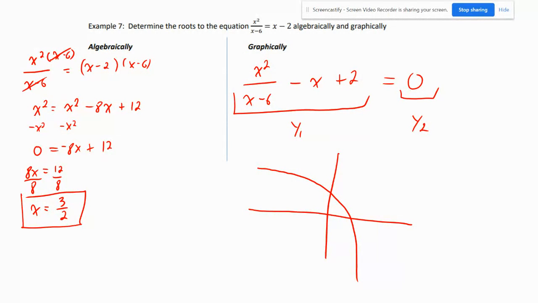so I'm seeing something like this. There might be something more in this region of the graph, but really we don't need to, because this intersection point here is (3/2, 0). Therefore, x equals 3/2 is the root to this equation.